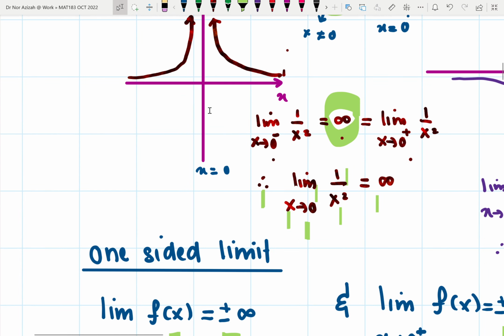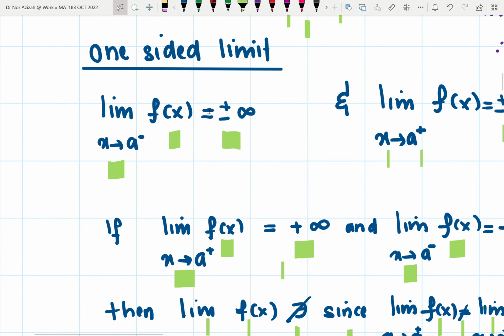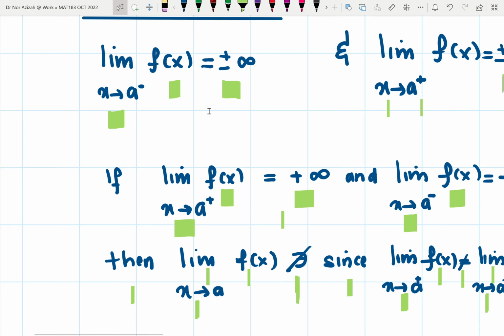Okay, but for this example here, you can see that nilai dia tak sama. So bila nilai dia tak sama, you can say that the two-sided limit does not exist. Or you can write here the limit of f(x) when x goes to a does not exist. Okay, so I stop here.